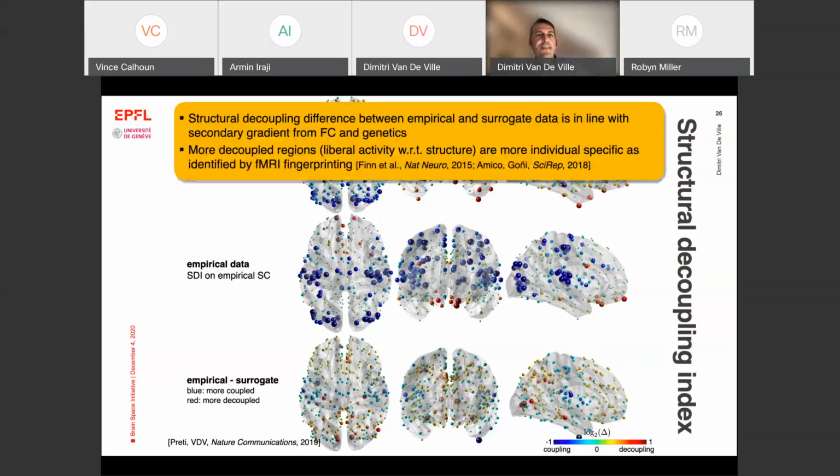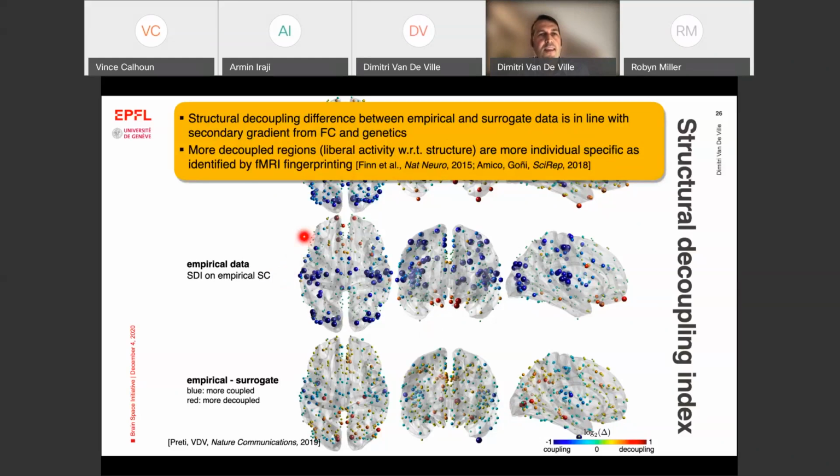Because this means that from one hand, we see that the structural decoupling difference is actually in line with this secondary gradient that is reported from these previously mentioned functional connectivity gradient studies and also in the genetic studies. So the opposition that we see between the visual and the other sensory regions is something that we observe in our difference between empirical and surrogate data.